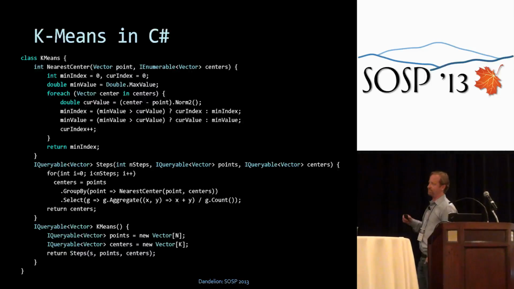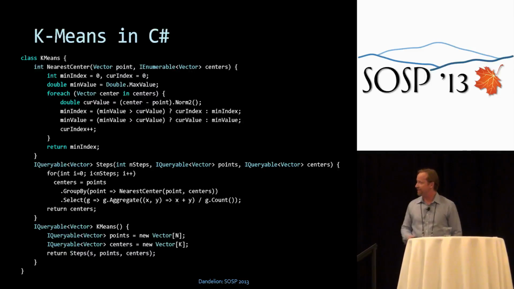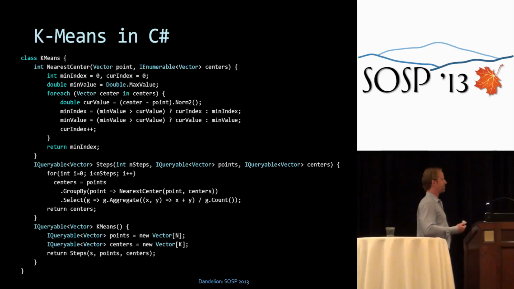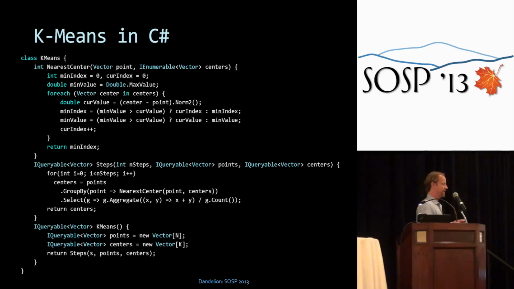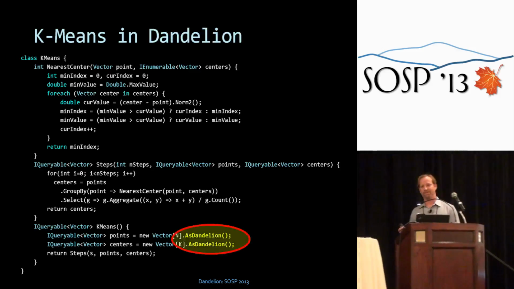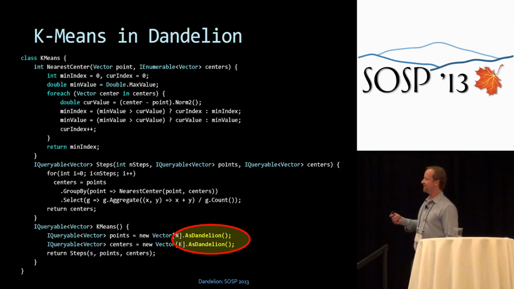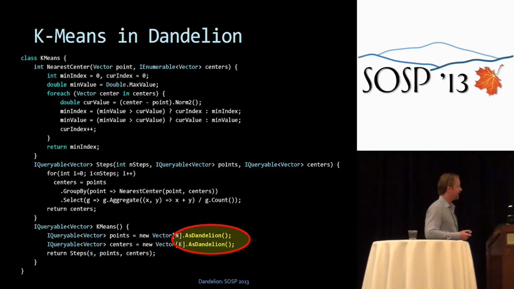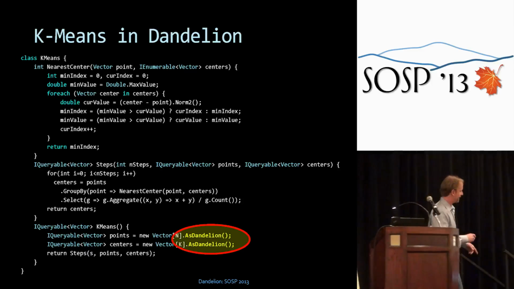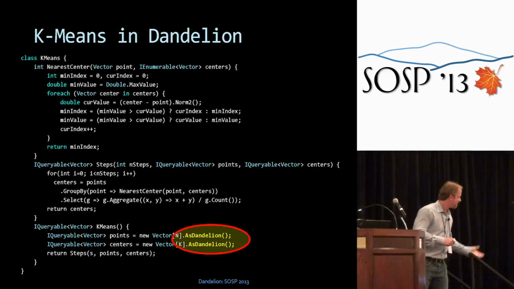Here is the complete code for k-means in C#. I'm showing it to you again, not because I expect you to read it, but because I want you to compare it to the complete implementation in Dandelion. Want to see it again? OK. Here it is in C#. Here it is in Dandelion. So in truth, this slide is actually even more effective if you don't have to admit that there is some programmer effort. But there is some.